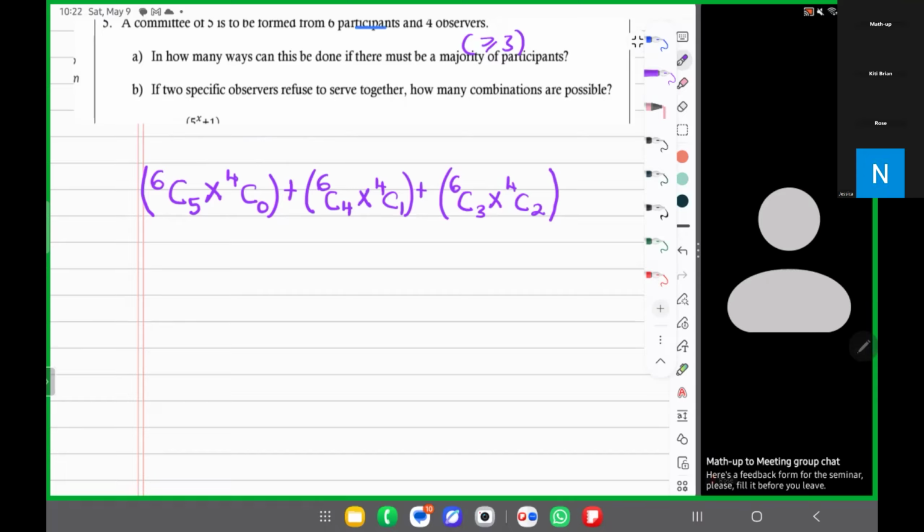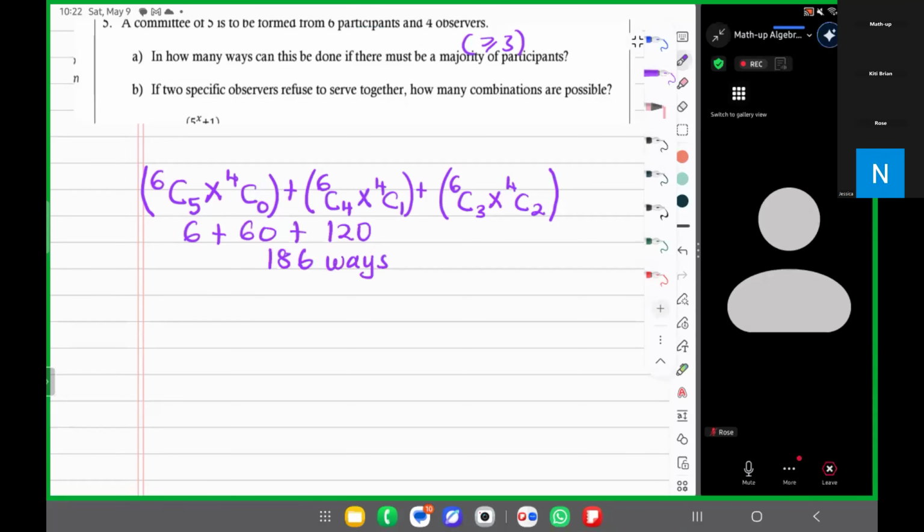So I'll use my calculator to solve that. 6 combination 5 times 4 combination 0 gives us 6. And then 6 combination 4 times 4 combination 1 gives us 60. And 6 combination 3 times 4 combination 2 gives us 120. And if I add those up, I'll end up having 186. So there are 186 ways in which I can form that committee of 5 people, with a majority of the people in the committee being participants.